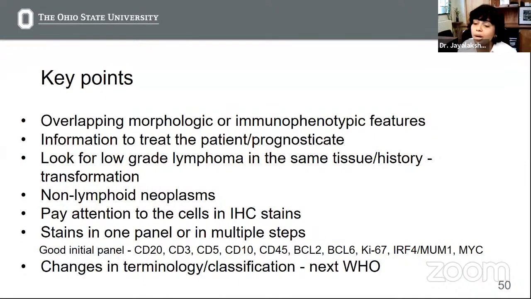Make sure the stains are positive or negative in the actual lesional cells and not in the background inflammatory cells. Like in the epithelioid angiosarcoma we saw, we should not interpret CD45 as positive when it is actually positive in the background cells. The immunostains and FISH can be done in steps. An initial panel needs a pan B-cell marker and T-cell markers along with markers for the cell of origin classification, MYC and Ki67. This is the recommended initial panel for an aggressive B-cell lymphoma.